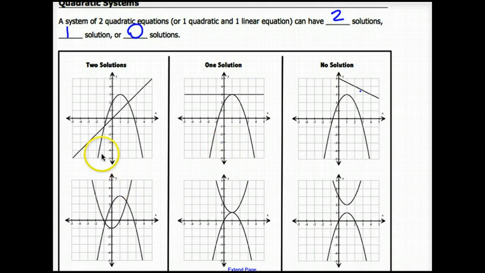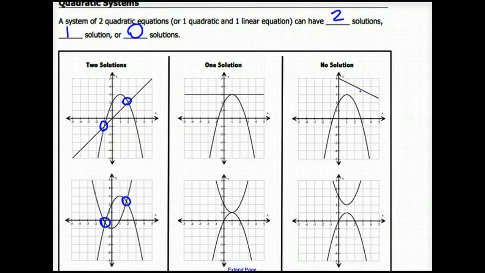Up here at the top we have a parabola that's intersecting a line, and you're intersecting at 2 different points. Right here is the intersection point, and then right here is another one. So that system right there would have 2 solutions. Same thing if you have 2 parabolas. They could intersect at 2 different points in this example here.